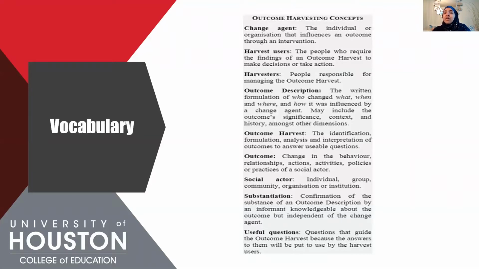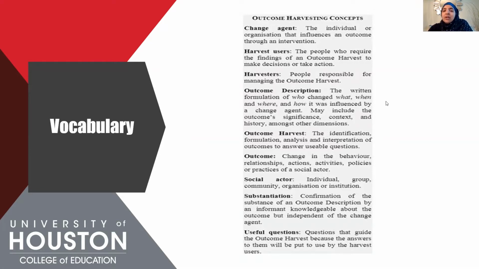You also have the harvest users. The harvest users are the people who require the findings of an outcome harvest to make decisions or to take action. In other words, they're the ones who benefit from this evaluation in order to proceed with further programs and processes. You also have the harvesters, who are the people responsible for managing the outcome harvest, right? So they're the ones who are actually doing the evaluation.